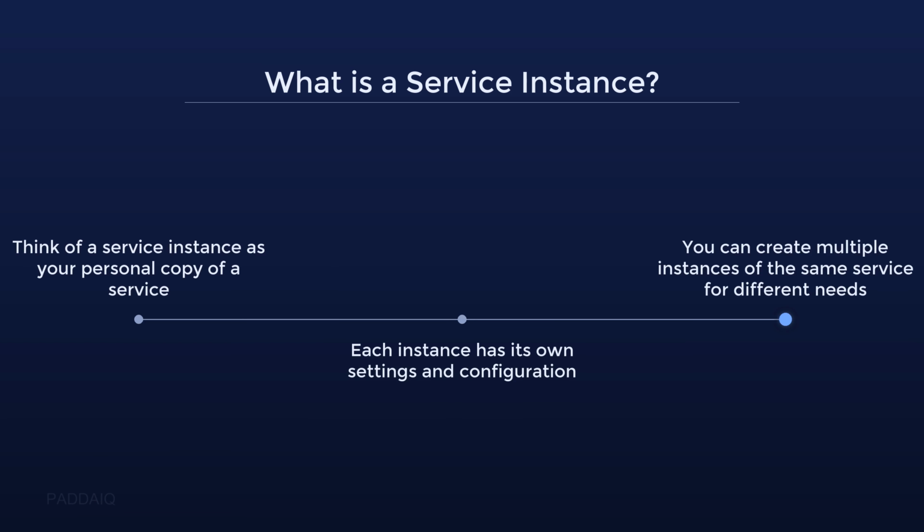You can create multiple instances of the same service for different needs. This means one service, like a database, can be set up separately for distinct projects or teams. For example, you could have one instance for development testing and another for live production data. This flexibility allows you to manage and scale your resources efficiently for each specific purpose.